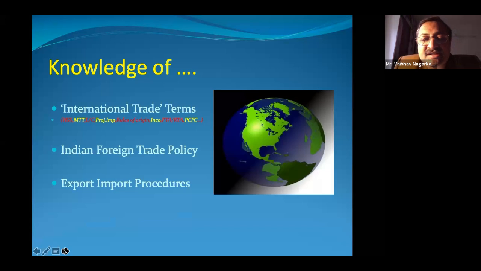So let me give an example. The policy says, dear Indian exporter, we come with a tool called advance authorization for you. Advance authorization as a tool. Where is it mentioned? It is mentioned in the foreign trade policy. So what is the advantage? The exporter will ask how to use this tool. The usage of this tool goes like this.